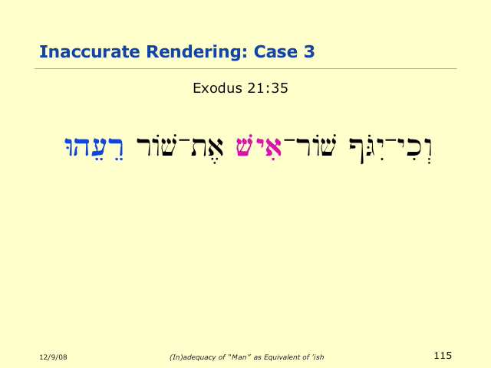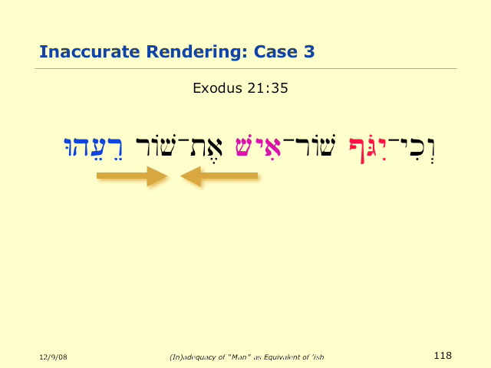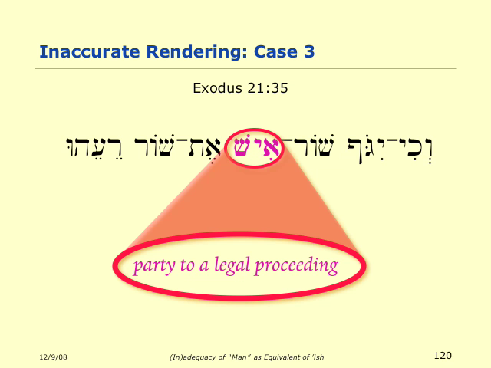For in terms of syntax, our noun is juxtaposed with rea, neighbor, and the situation is governed and defined by the verb, which indicates that the two neighbors have been brought into an antagonistic relationship with each other. They are now parties to a legal case, as if to say, "See you in court." This situation thus evokes the most basic sense of ish as a participant member. And the connotation for ish is a party to a legal proceeding.